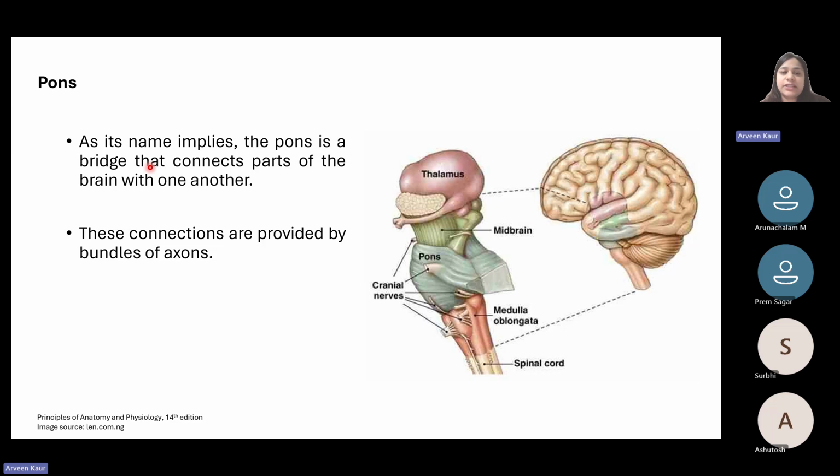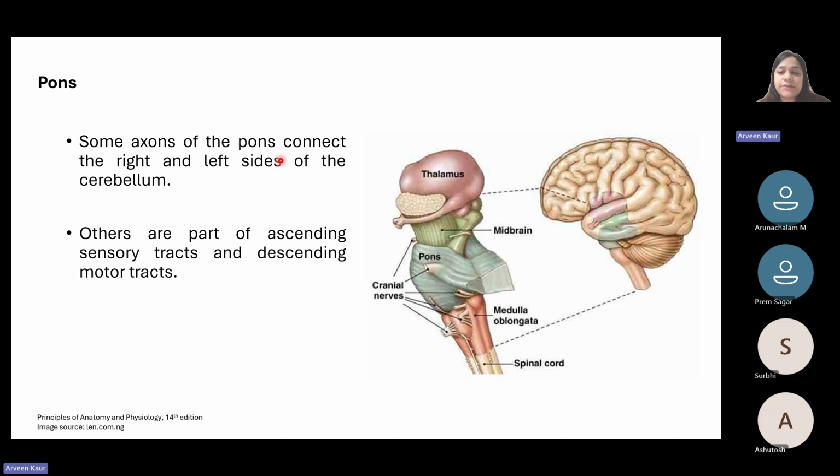Anterior meaning in front of the cerebellum. So, like if this is our cerebellum, just in front of that will be the pons. As its name implies, it is a bridge that connects parts of the brain with one another. These connections are provided by bundles of axons. Some axons of the pons connect the right and left side of the cerebellum, right?